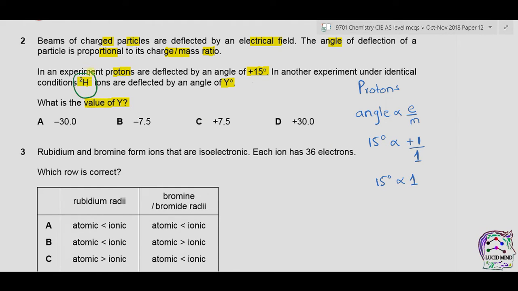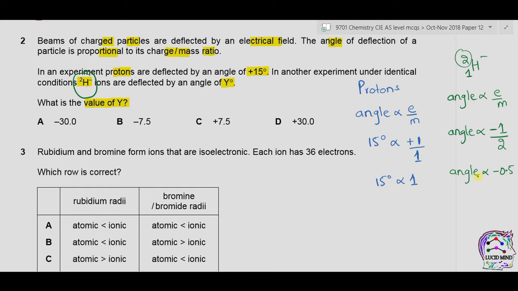Now doing the same for this, we have 2H minus, the proton number is 1. Again, angle is directly proportional to charge to mass ratio. Angle is to be found. Charge on this is minus 1 and mass is equal to the nucleon number, which is 2. So we can write angle is directly proportional to charge to mass ratio, which comes equal to minus 0.5.